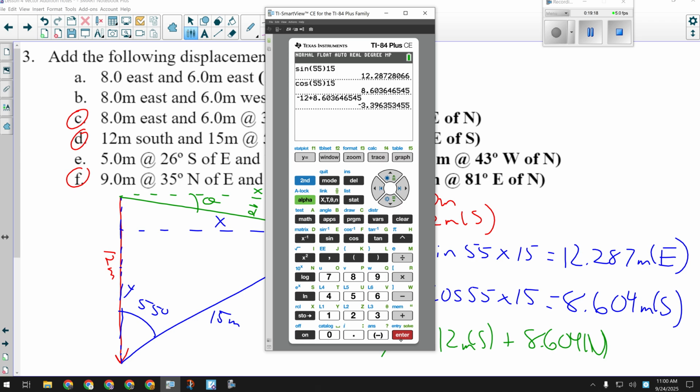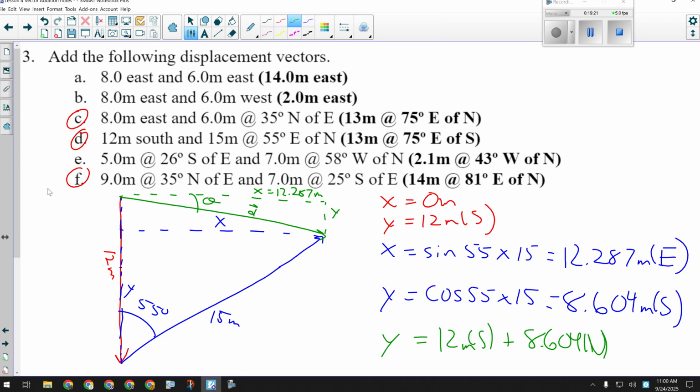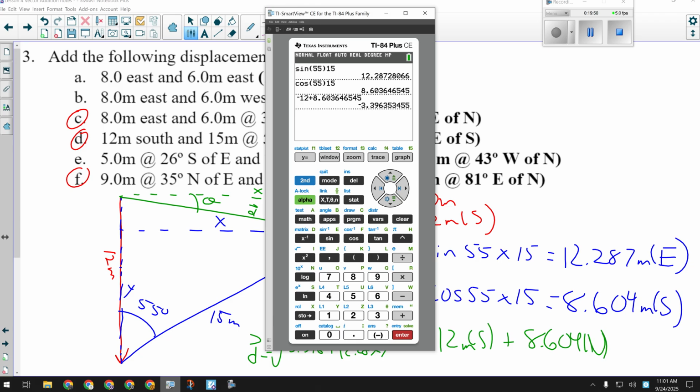All right, so 3.396, put all the numbers in, 3.396 meters, and that is south. All right, now that I've got those, now I can find out what the magnitude of my displacement is. So that'll be 3.396 squared plus 12.287 squared.